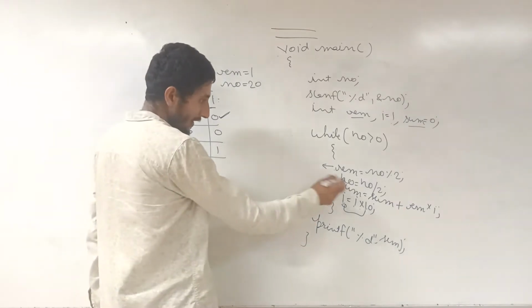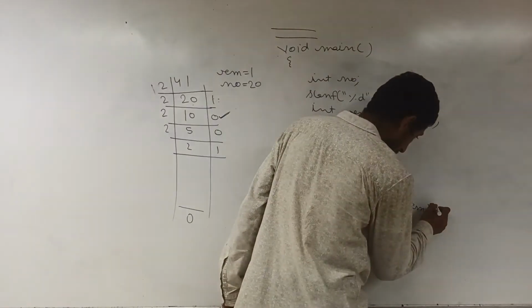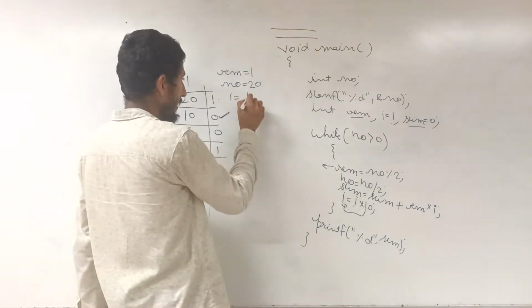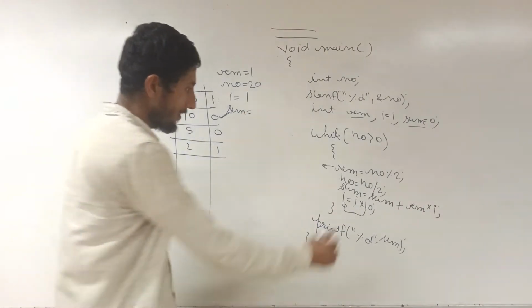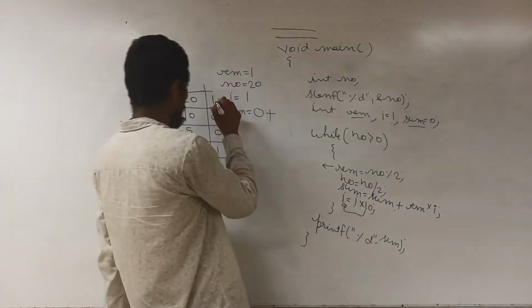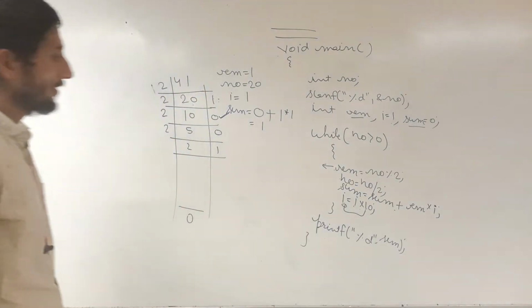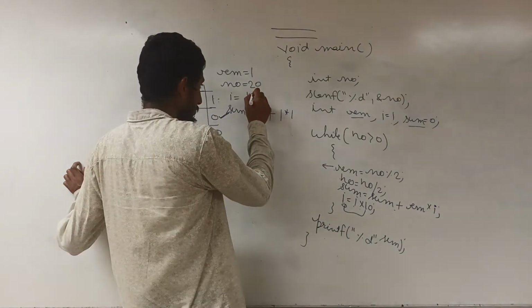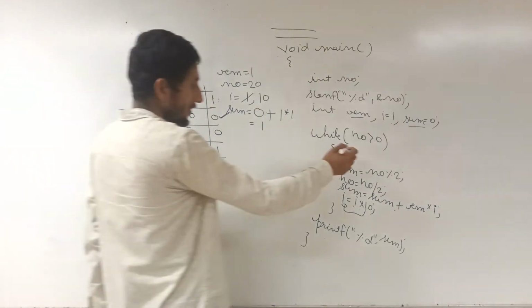Then execute line number 3: sum equals sum plus remainder multiplied by I. What is the value of I? The value of I is 1. Sum equals the initial value of sum, 0, plus remainder 1 multiplied by 1. So the sum becomes 1. Are you following this one? Then change the value of I. The value of I becomes 10. So it was 1, but now it has been changed to 10. Then come to the loop again.